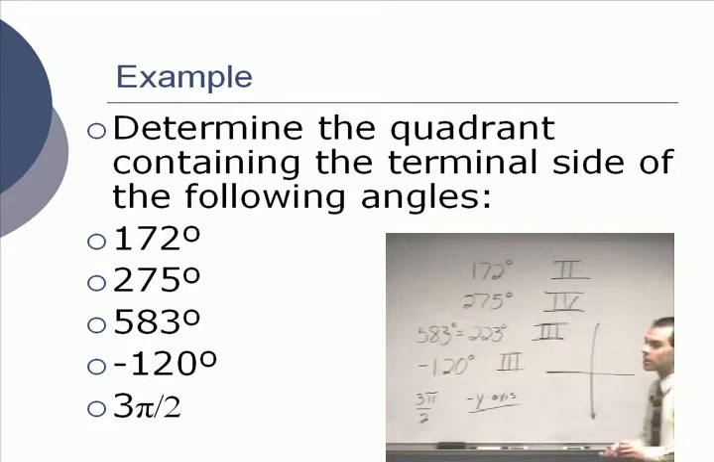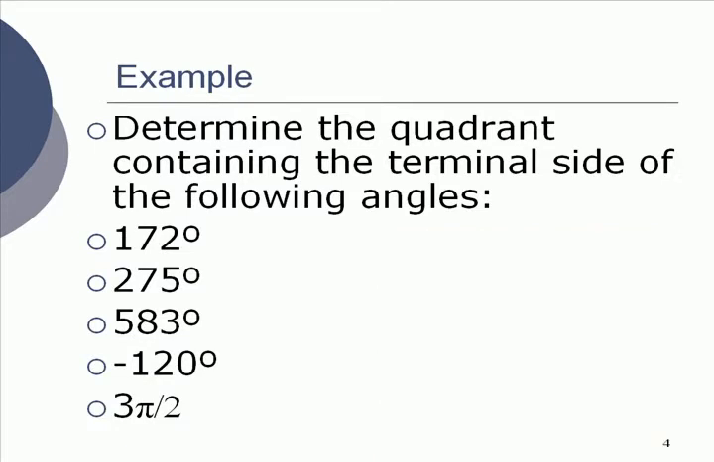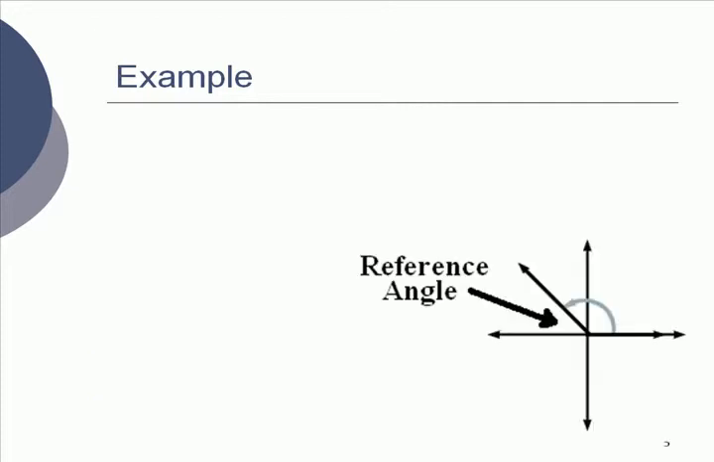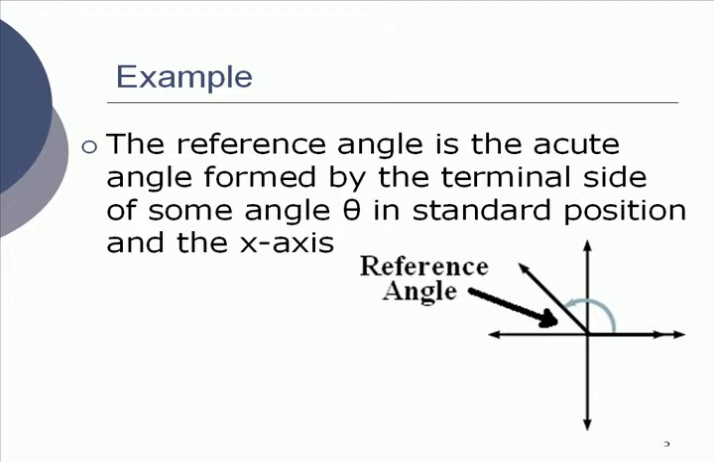Okay, well, we've got the locations down. Now, the reference angle. Each one of these angles has associated with it an important angle called the reference angle. And the reference angle is the acute angle that gets formed between the terminal side of an angle and the x-axis. It's always acute. It's always less than 90 degrees.